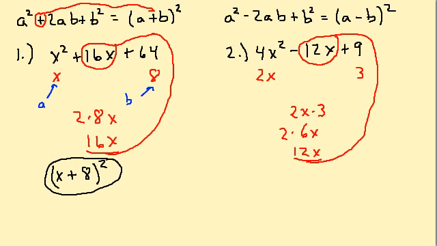Now I have my a is 2x and my b is 3. So I plug them into my formula. That gives me 2x minus 3, all of that squared. And once again, the minus sign, this minus sign here, let me change colors. The minus sign here, that comes from the sign in front of the middle term.